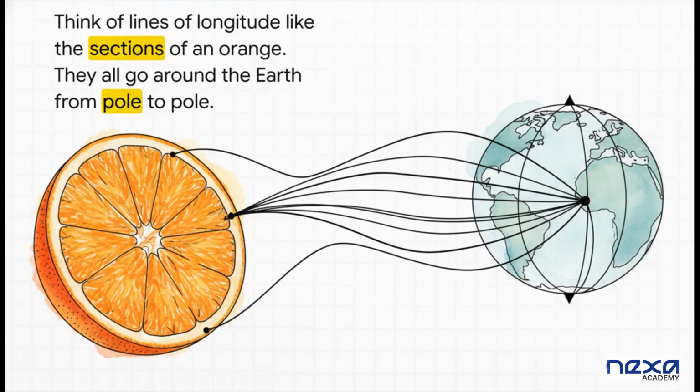If you peel an orange, the sections all meet at the top and the bottom, right? They're widest at the middle, at the equator, and they all come together at the poles. That's exactly how lines of longitude wrap around the Earth.